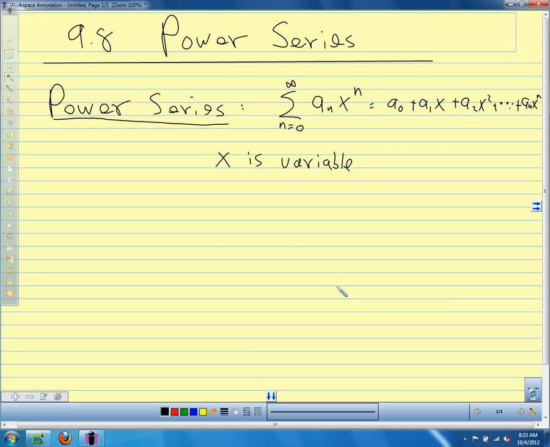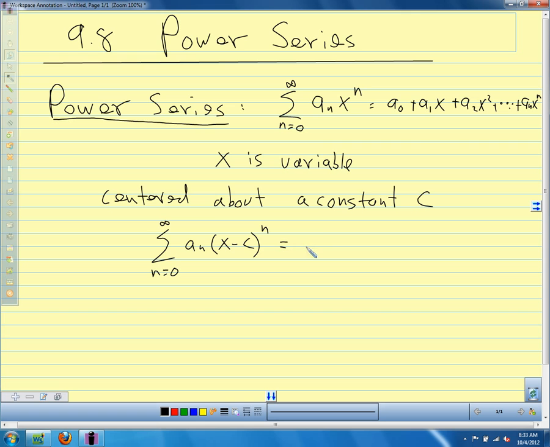And if we center our power series about some constant c, we have the sum n equals 0 to infinity of a sub n (x minus c) to the n power. Plus, and we just keep summing.